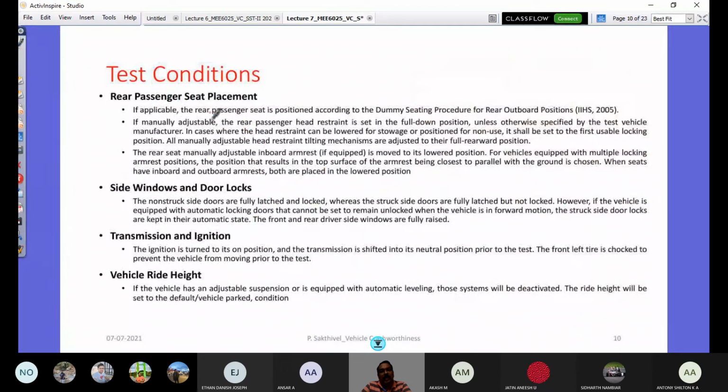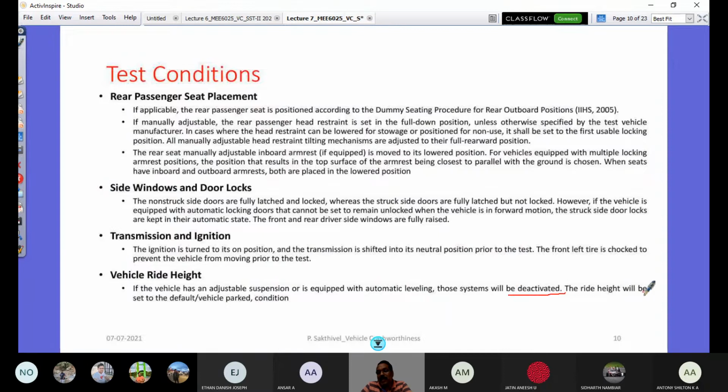So you would have to focus on side window and door locks, transmission and ignition, and vehicle ride height. So what is vehicle ride height? If the vehicle has an adjustable suspension or is equipped with automatic leveling, those systems will be deactivated during the test.